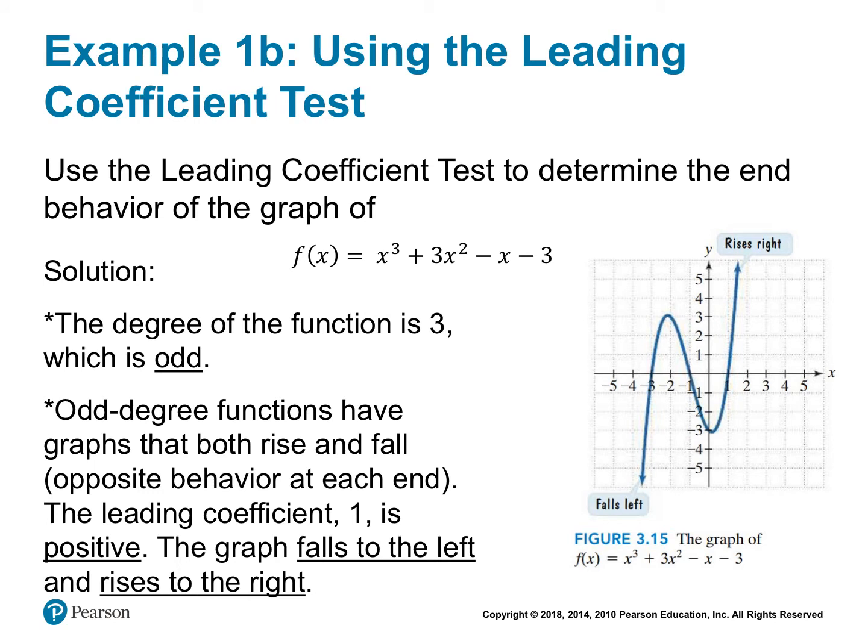Okay, let's look at this one. So now our highest exponent, and notice you have to put the exponents from highest to lowest, is a 3, which is odd. So odd functions are going to have a rise and a fall, opposite behavior. So the leading coefficient is a 1 again, which is positive. And then if you look back at that picture from a couple slides ago, the graph is going to fall on the left and rise to the right. So it ends up looking like this picture off to the right. There's a fall on the left, and then it ends up rising on the right.